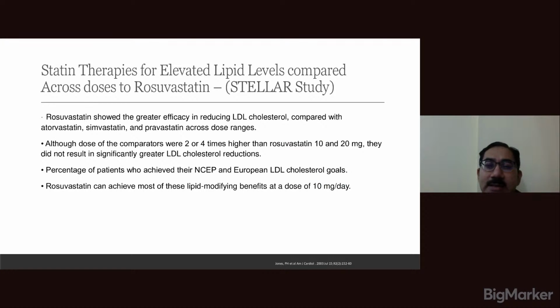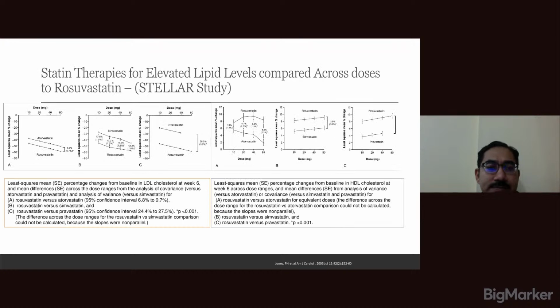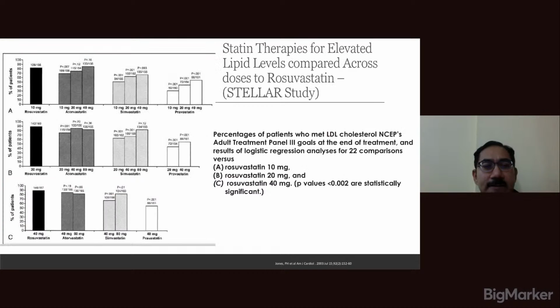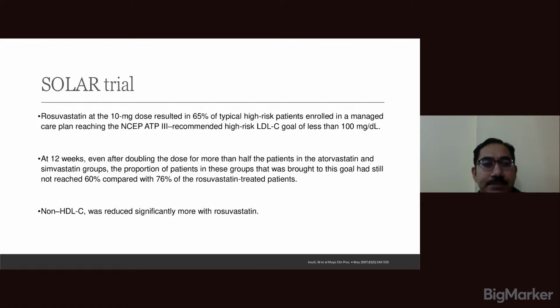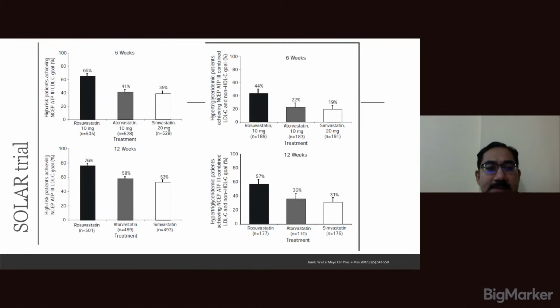The other trial was STELLAR, where rosuvastatin was found to show greater efficacy in reducing LDL cholesterol compared with atorvastatin, simvastatin, and pravastatin across dose ranges. These are the results of the STELLAR trial. The SOLAR trial also found benefit of rosuvastatin 10 milligram dose as compared to the higher dosage of other statins.